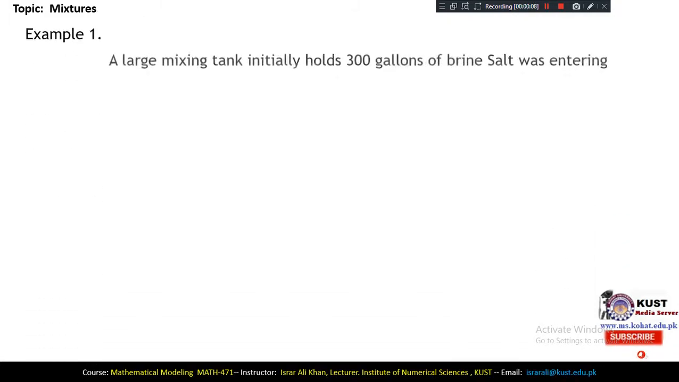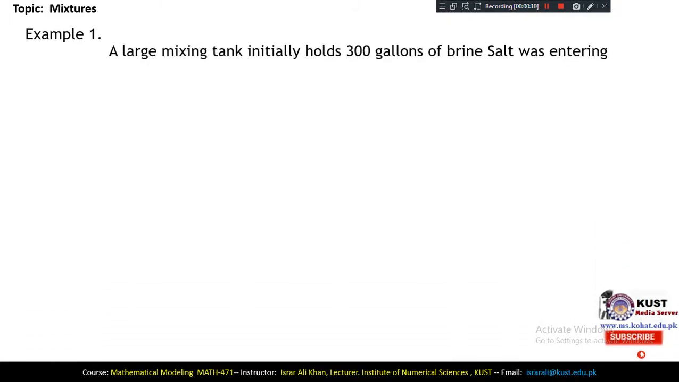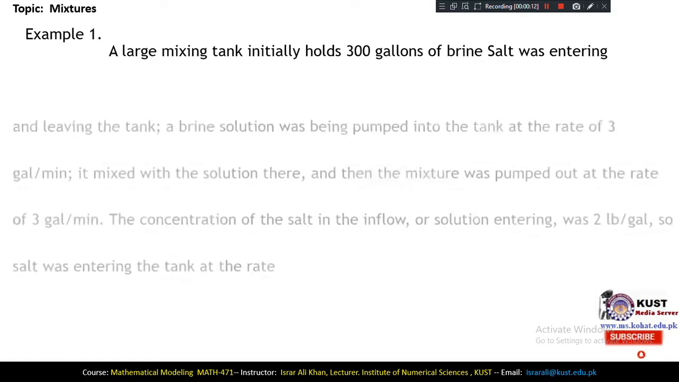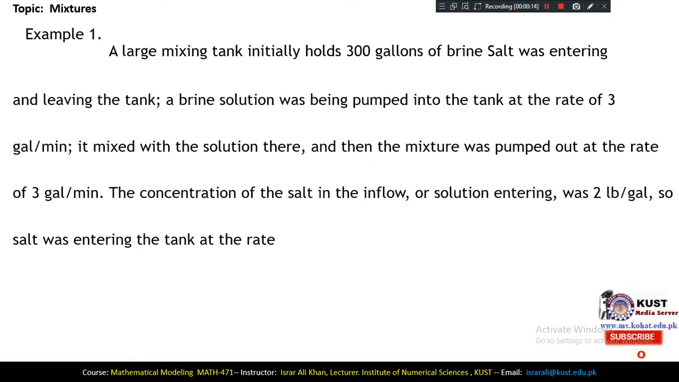And this is the first example. A large mixing tank initially holds 300 gallons of brine. Salt was entering and leaving the tank. A brine solution was being pumped into the tank at a rate of 3 gallons per minute. It mixed with the solution there, and then the mixture was pumped out at the same rate.